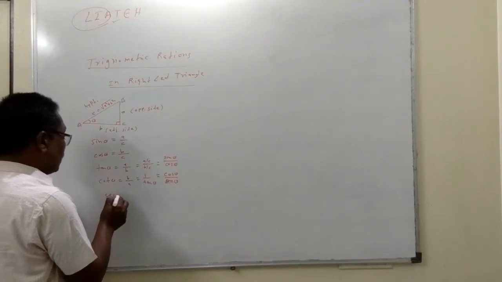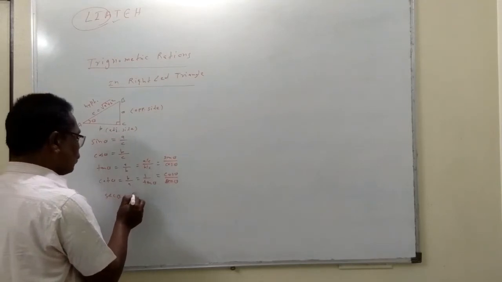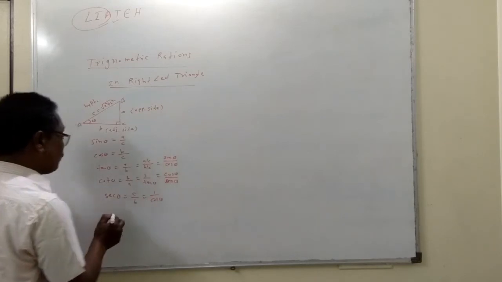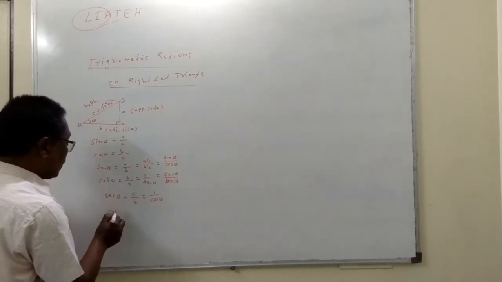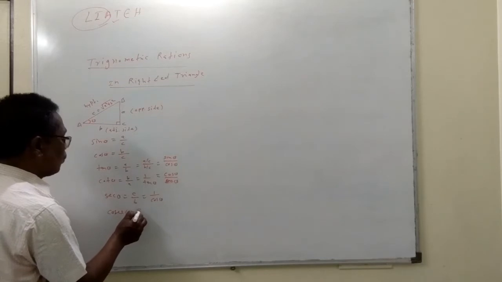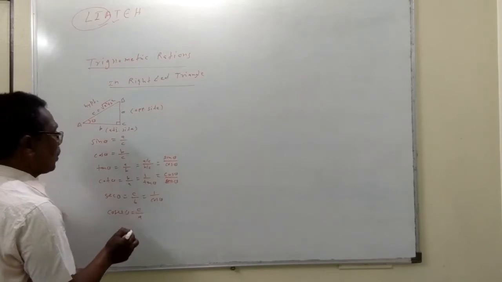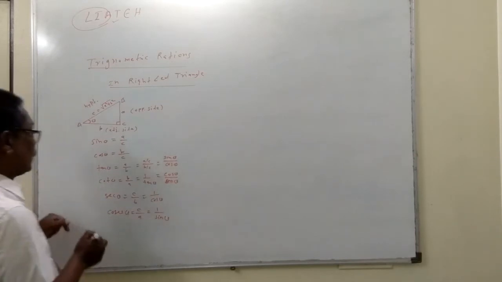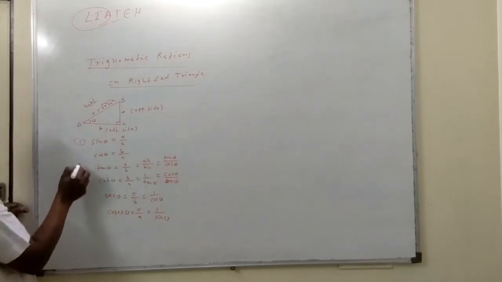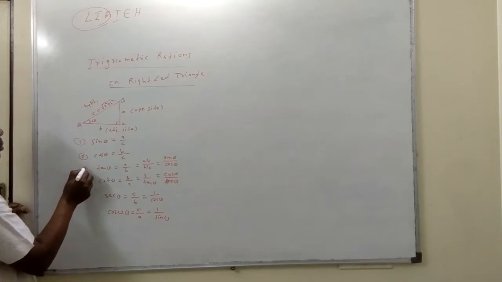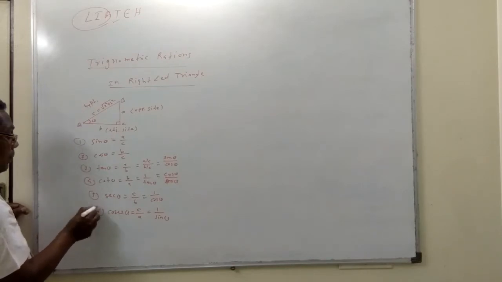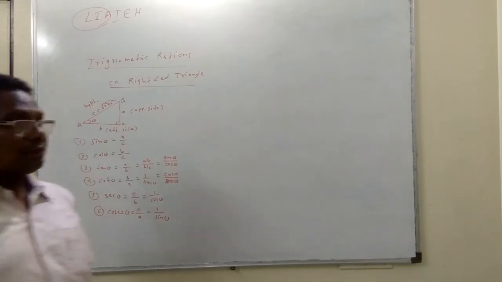Then sec theta is the reciprocal of cos, so C upon B, that is 1 upon cos theta. And cosec theta is equal to C upon A, hypotenuse upon opposite side, so 1 upon sin theta. So these are the 6 trigonometric functions or the trigonometric ratios which are defined in a right angle triangle.